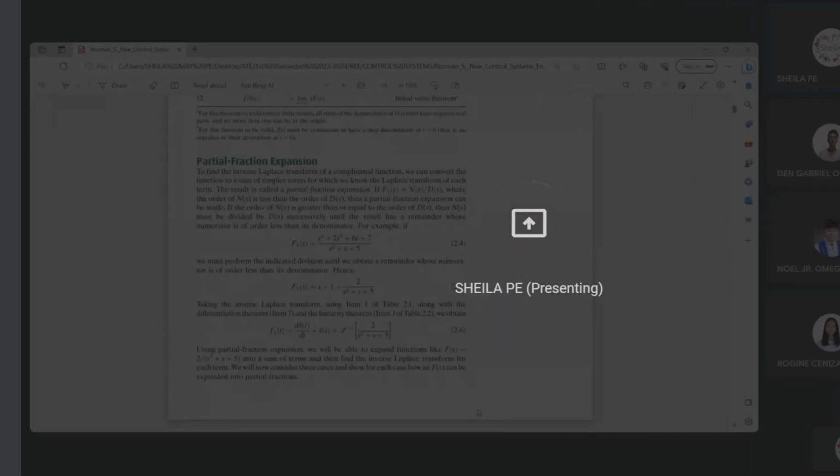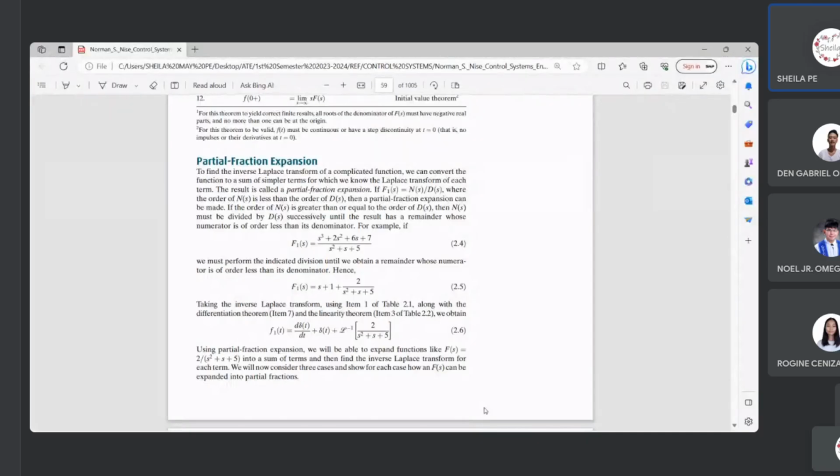Okay, we have here partial fraction expansion, or just decomposition. So to find the inverse Laplace transform of a complicated function, we can convert the function to a sum of simpler terms for which we know the Laplace transform for each term. The result is a partial fraction expansion, or just decomposition. If F1 of s is equal to N of s over D of s, where the order of N of s is less than the order of D of s, then a partial fraction can be made.